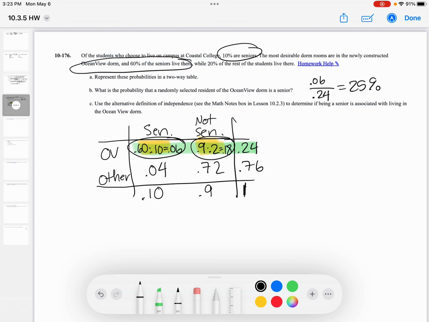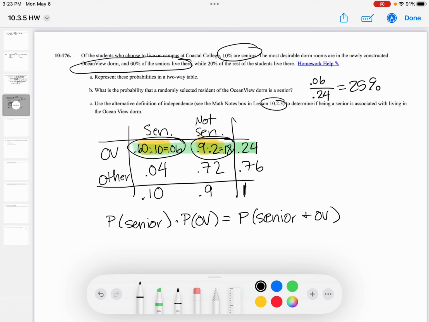All right, last question here. Is this associated? They ask us specifically, use the alternative definition of independence, you could look right here, to determine if being a senior is associated with living in the Ocean View dorm. So if that was true, the probability of being a senior times the probability of living in Ocean View would be the probability of being a senior and living in Ocean View.